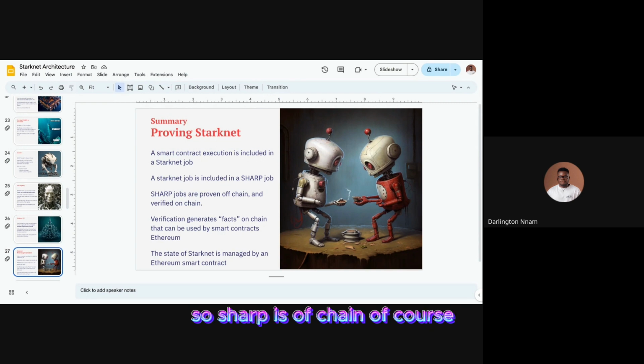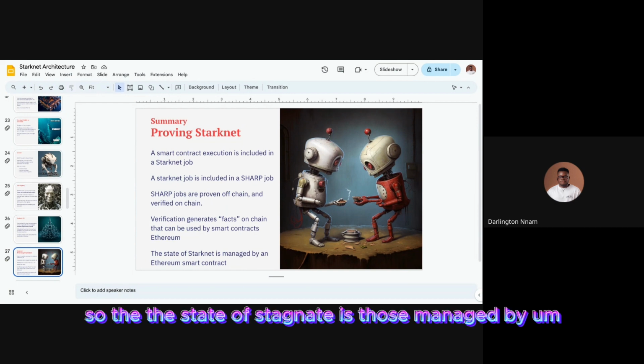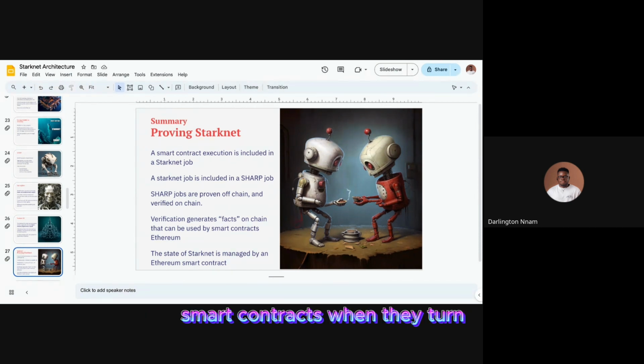So Sharp is off chain, of course, and basically generates proofs of all the Cairo jobs that are included, and passes them on to the verifier smart contract on Ethereum to be verified. So verification generates facts on chain that can be consumed by smart contracts. So the state of Starknet is managed by a smart contract on Ethereum.